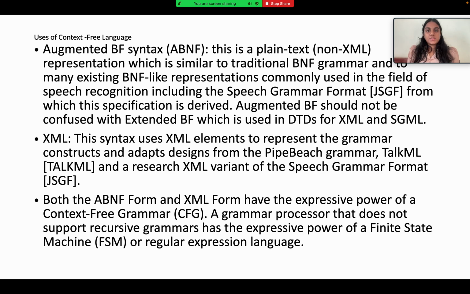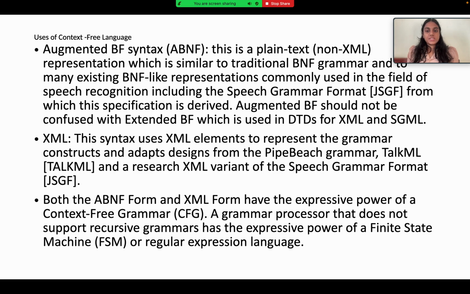Next, augmented BNF syntax, ABNF. Let's learn about it. This is a plain text non-XML representation which is similar to traditional BNF grammar and to many existing BNF-like representations commonly used in the field of speech recognition, including the speech grammar format JSGF, from which this specification is derived. Augmented BNF should not be confused with extended BNF, which is used in DTDs for XML and SGML.